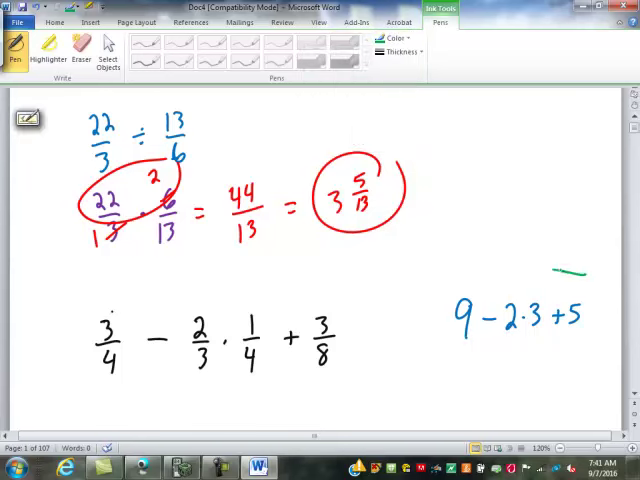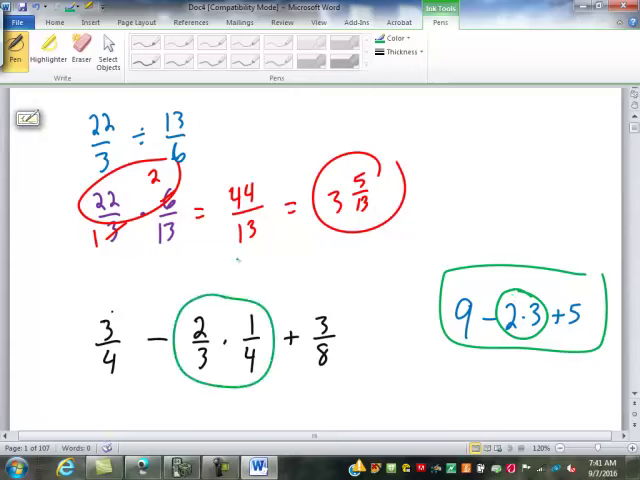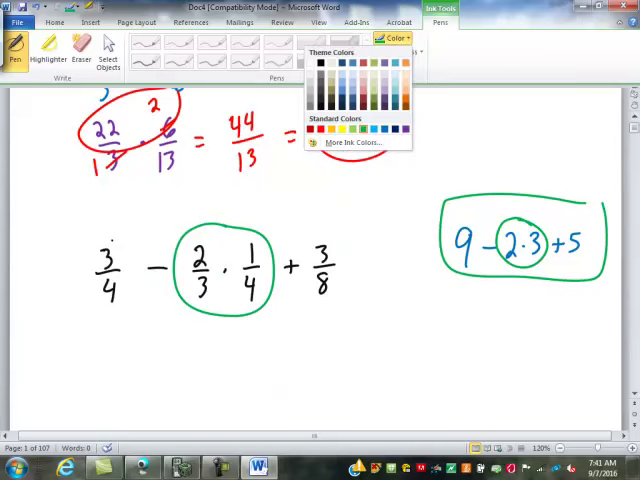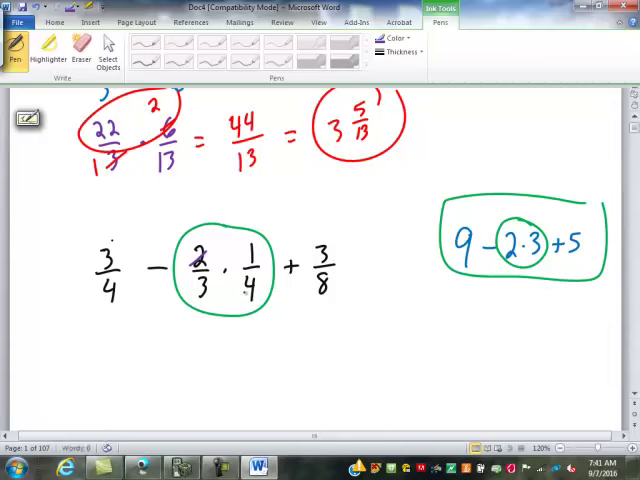If I'm looking at this here, what would I do first? Yeah, the multiplication in the middle. 2 times 3. Same here. I have to do the multiplication in the middle. 2/3 times 1/4. I can cross cancel the 2 and 4 to give me 2 and 1. So 1 times 1 is 1. 3 times 2 is 6. So this is now 3/4 minus 1/6 plus 3/8.